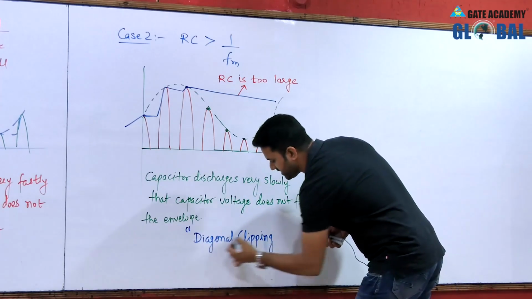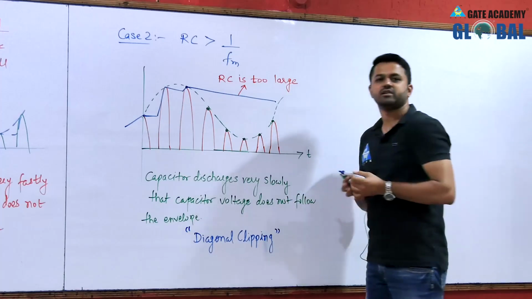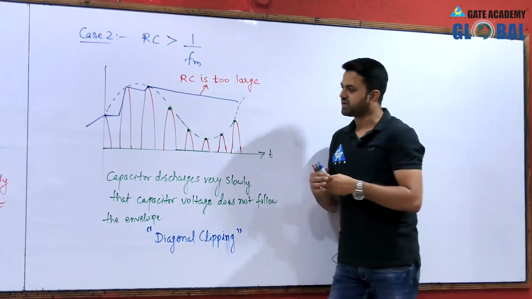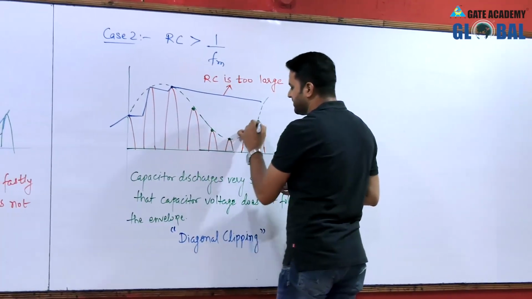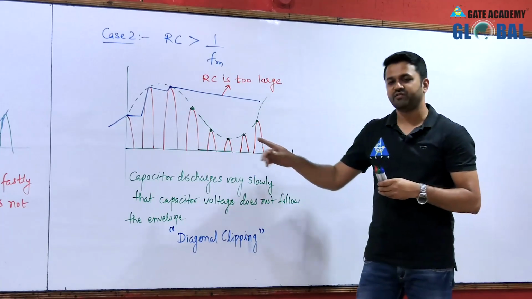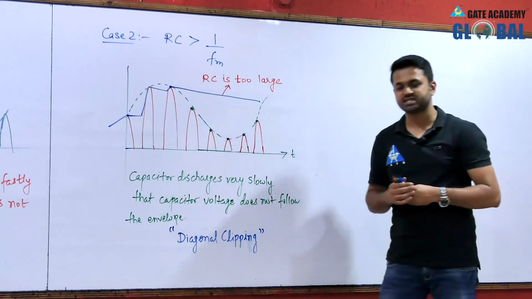This effect, when the time constant is greater than 1 upon Fm, is called diagonal clipping, because it is missing the diagonal values of the input, or it is missing the diagonal values of the envelope. That is why this effect is known as diagonal clipping.